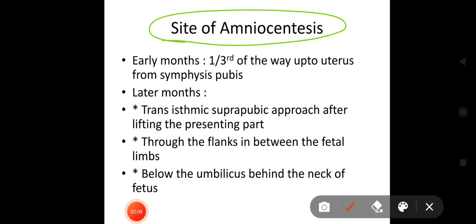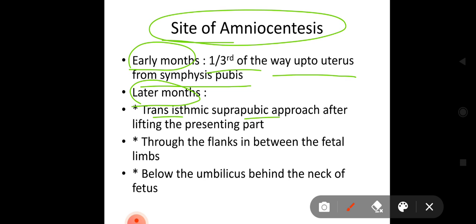Now the site of amniocentesis in early months and in later months differs. In early months, 1/3 of the way up to the uterus from symphysis pubis. In later months different sites can be used: transisthmic suprapubic approach after lifting the presenting part, through the flanks between the fetal limbs, and below the umbilicus behind the neck of the fetus.